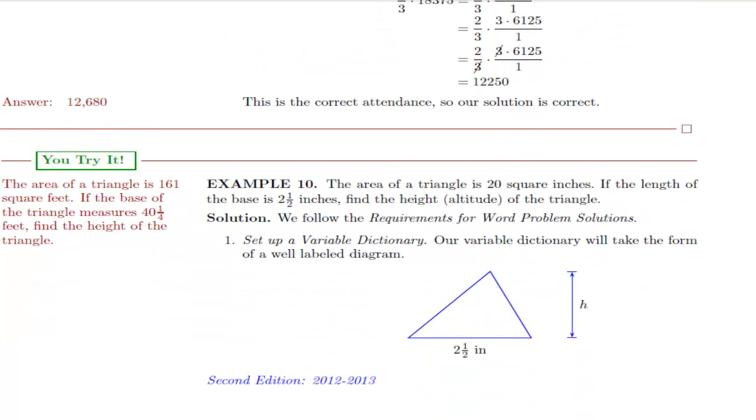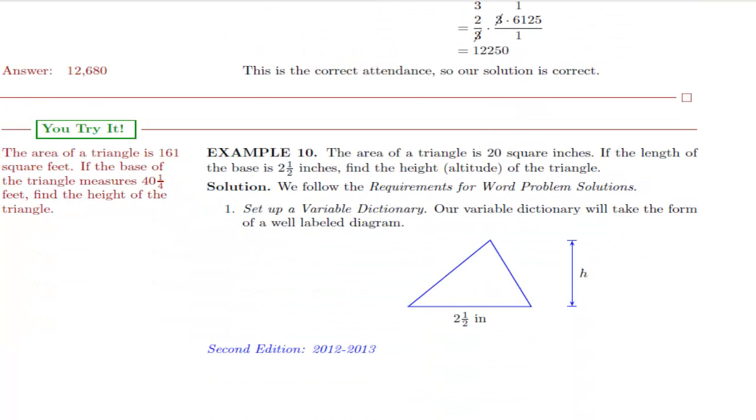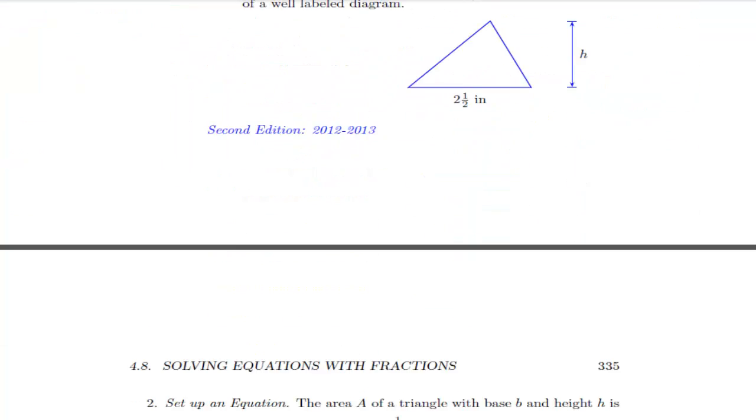Example 10. The area of a triangle is 20 square inches. If the length of the base is 2.5 inches, find the height or altitude of the triangle. Solution. We follow the requirements for word problem solutions. 1. Set up a variable dictionary. Our variable dictionary will take the form of a well-labeled diagram: a triangle with base 2.5 inches and height h.